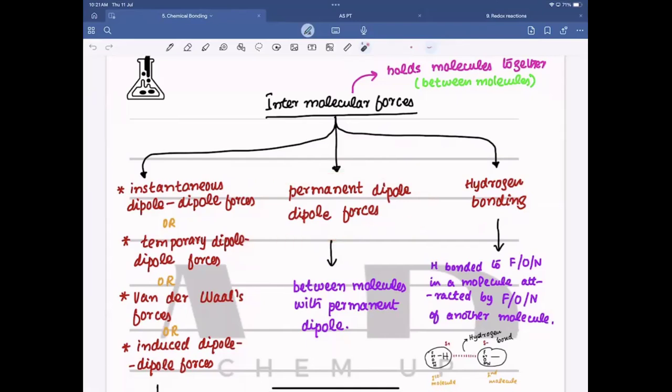So now, yesterday we categorized molecules on the basis of polarity into two types. One are polar molecules and the other one are non-polar molecules. Are you now able to figure out, if I give you an example, whether that is polar or non-polar? Okay. So the molecules which have no net dipole, which are non-polar, between these molecules the intermolecular force is either instantaneous dipole-dipole force, induced dipole-dipole force, temporary dipole-dipole force or van der Waals force. Okay.